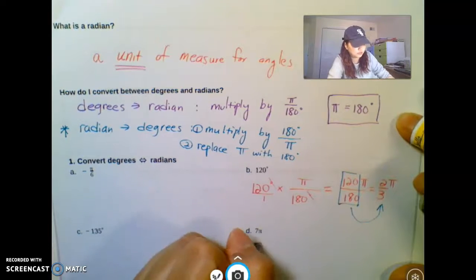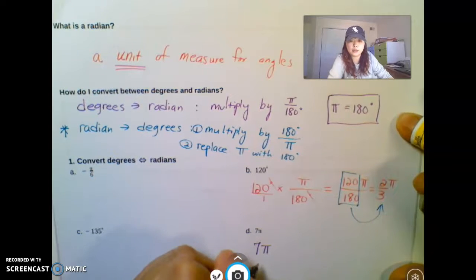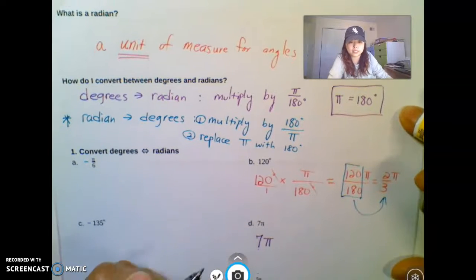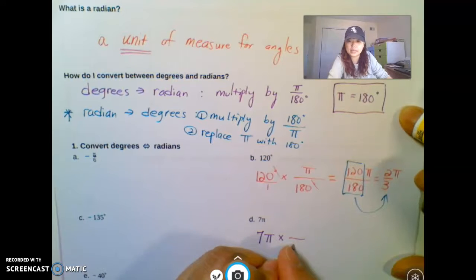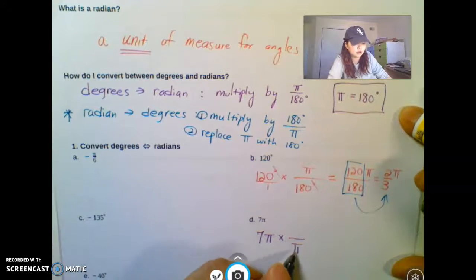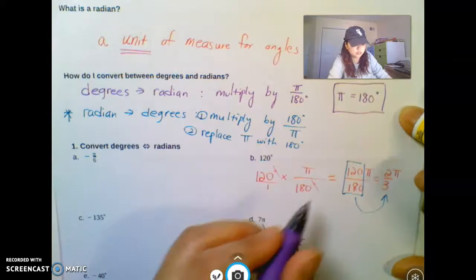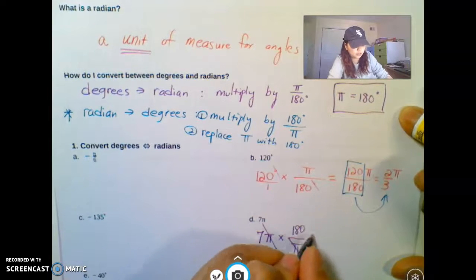7 pi. So that is already in radians. Now we need to go to degrees, right? So if you have pi here, we're putting pi in the denominator. Whatever we're trying to eliminate, we're putting it in the denominator like this. So we can eliminate this, just like degrees are gone. And then we put 180 at the top.